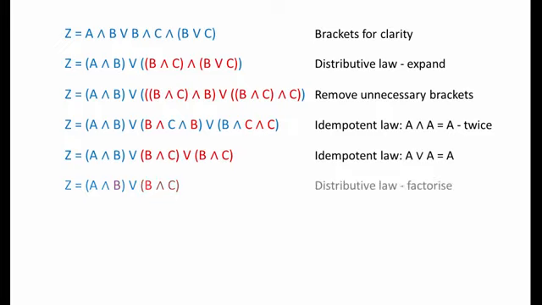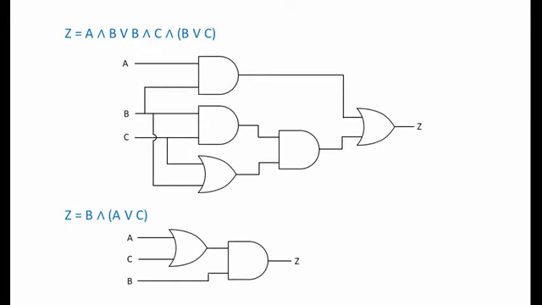We're nearly finished. Our final move is to make use of the distributive law to factorise the expression by pulling B out of each term in brackets. So, these different combinations of logic gates do exactly the same job. Once again, one of them is much simpler, making it more efficient and more cost effective.